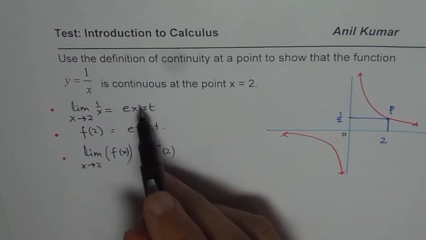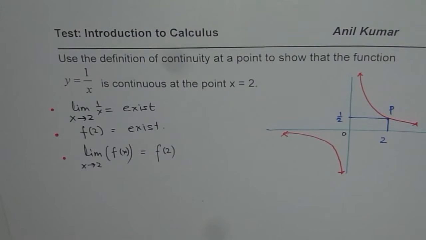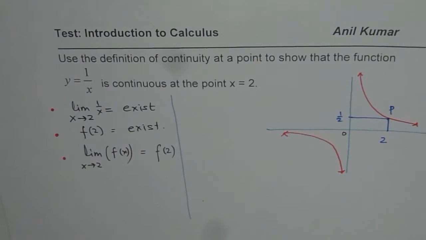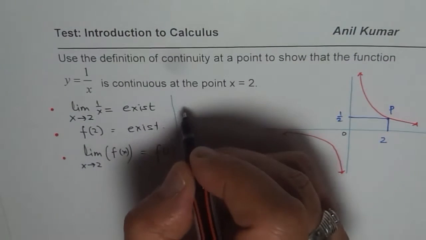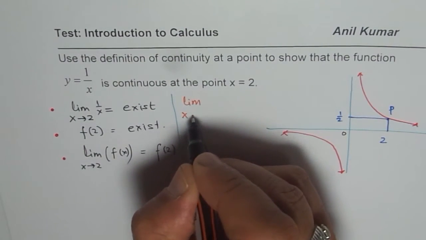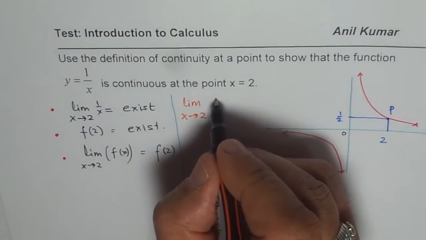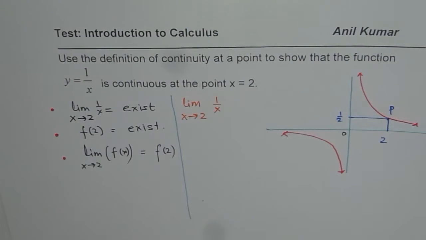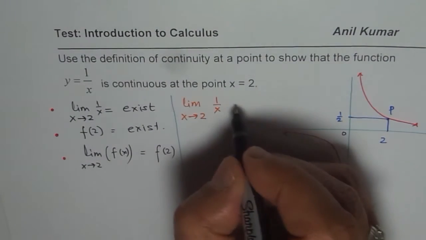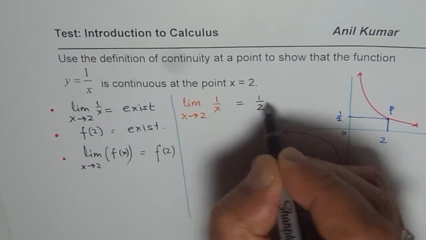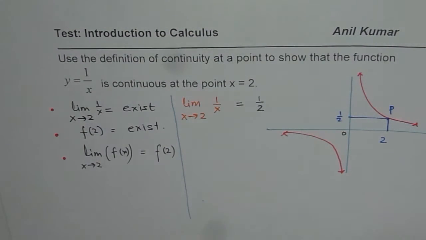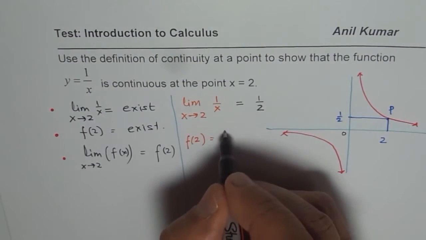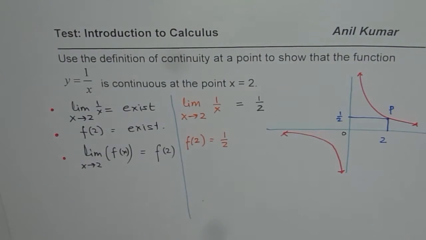So let us first find the limit of the function at x equals 2. These are the steps which you have to go through. It's a communication question to get all marks. So first you calculate the limit of this function as x approaches 2, and the function is 1 over x. Since we can substitute and get our answer, if I substitute, I get this limit as equal to 1 over 2. That is clear. Now the second part is to find the value of the function f of 2. So f of 2 in this case will be 1 over 2. So that is also 1 over 2.